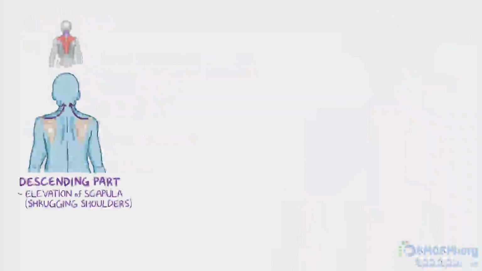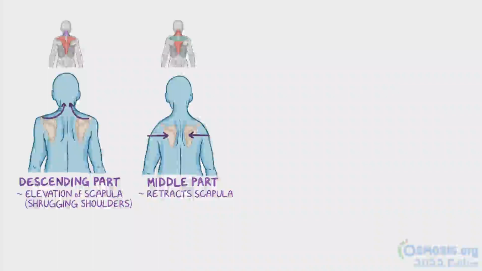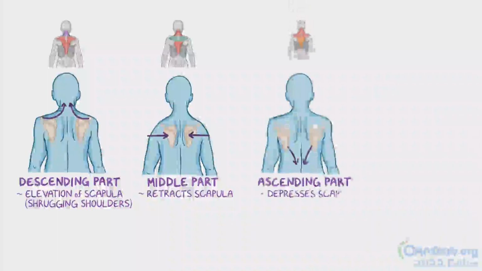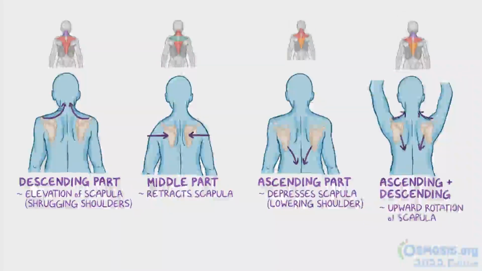Contraction of the descending part results in elevation of the scapula, like when you're shrugging your shoulders. Contraction of the middle part retracts the scapula, and contraction of the ascending part depresses the scapula, lowering the shoulder. And finally, when the ascending and descending fibers work together, it results in upward rotation of the scapula, which causes the glenoid cavity to tilt superiorly.